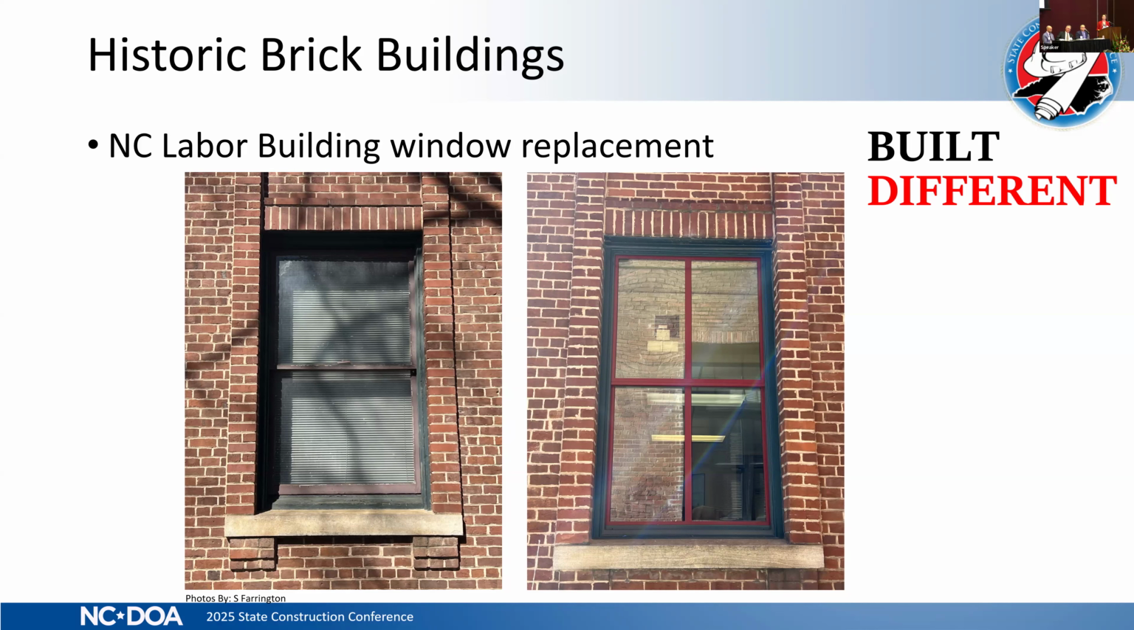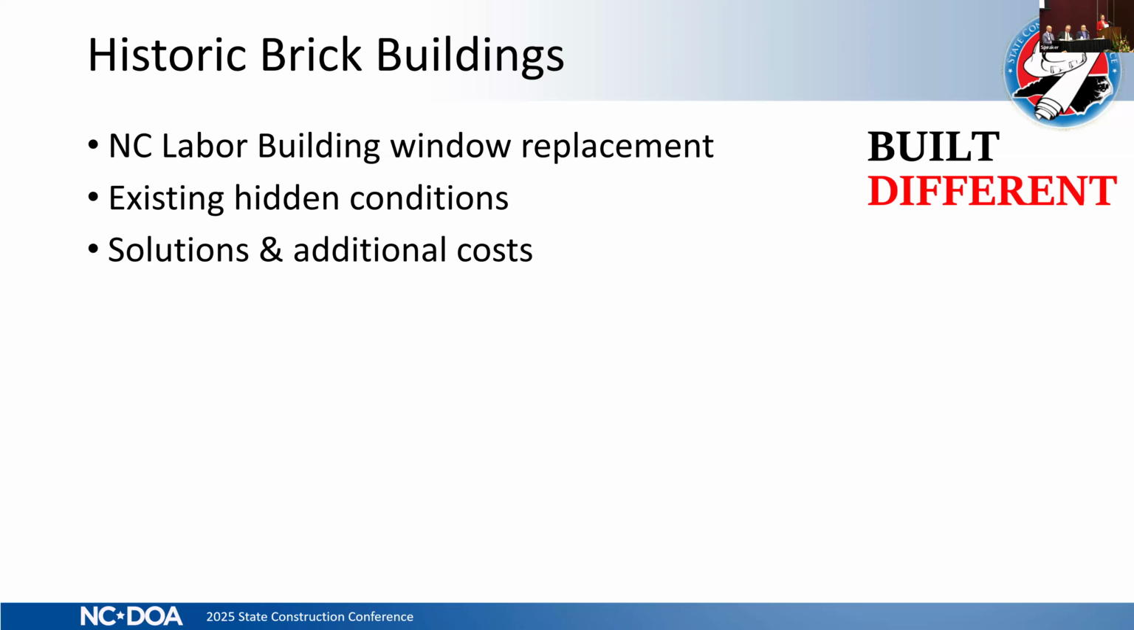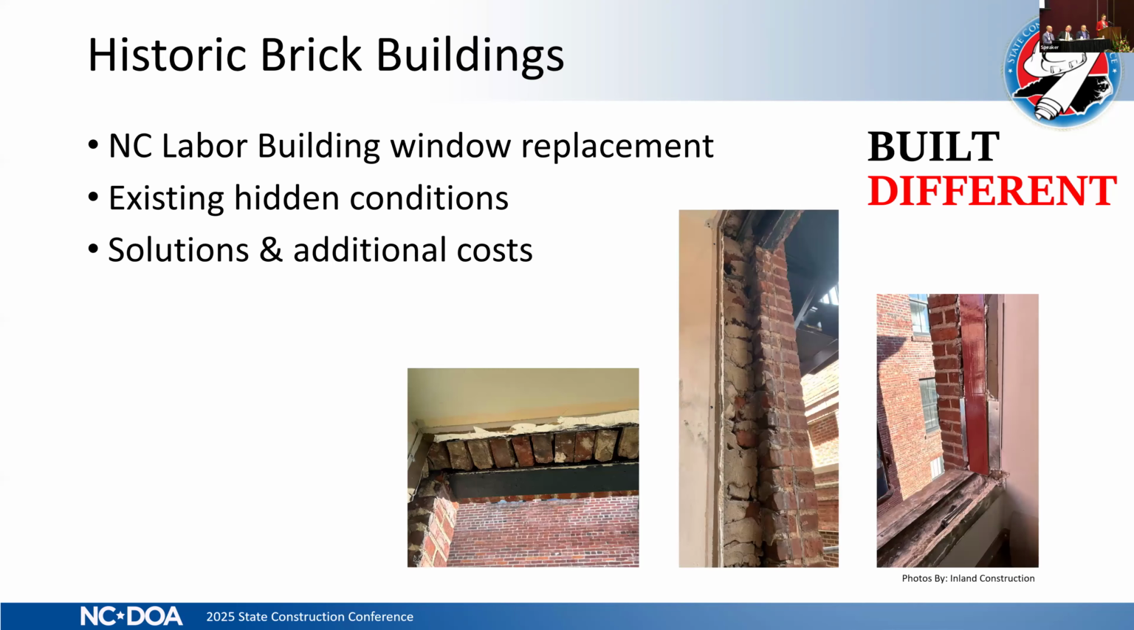Once the project was underway, the GC removed a sample window to help expose some of the hidden conditions. And as more existing windows began to be removed, we really began to understand that historic brick buildings are built different. We realized that the hidden conditions not only varied from the assumptions in the base design, but they also varied from window to window. A handful of these conditions are due to the renovation from 2 to 4 stories, but not all of them.